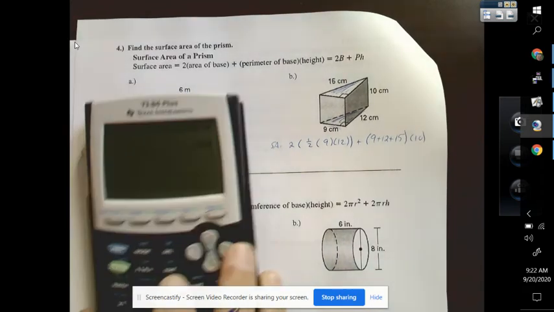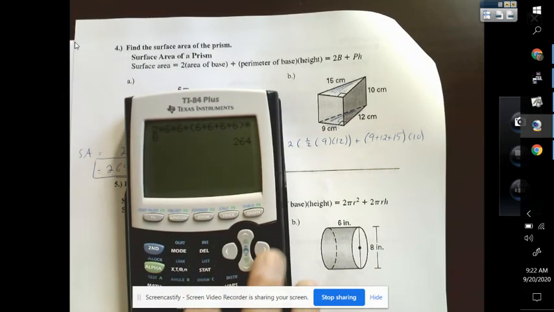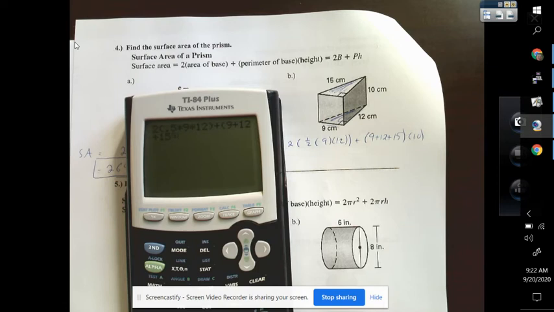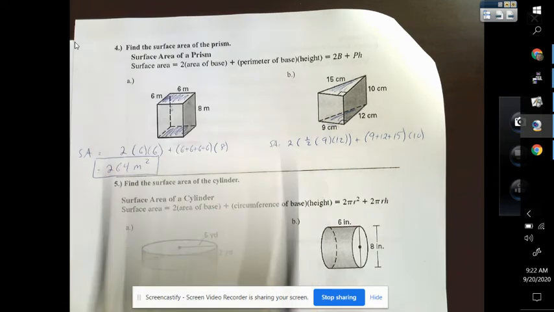Okay. All right, where are we at here? Good stuff. So we've got 2 times 1/2 times 9 times 12. Okay. Plus parentheses 9 plus 12 plus 15 times 10. 468 centimeters squared.